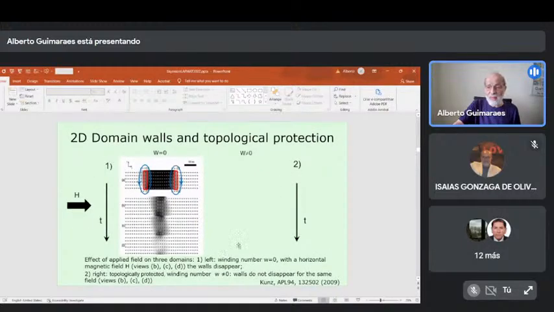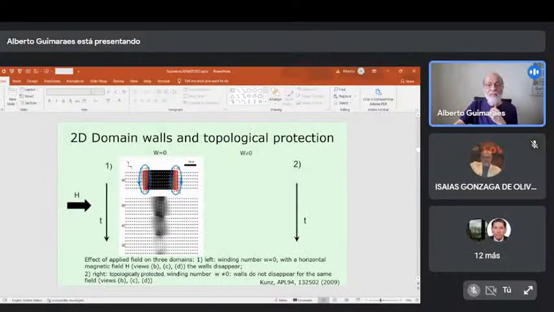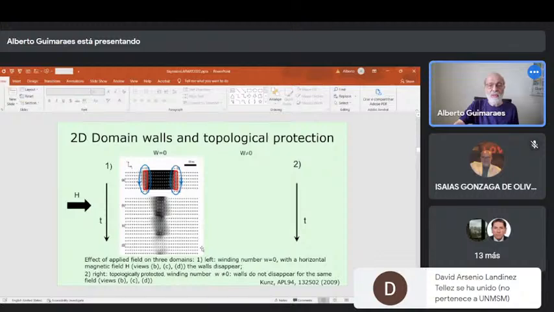Here I have, our problems start here. I have an animation here that will not be visible because of the mode I'm using to show the slide. Here I have three domains, and the moments turning counterclockwise here and clockwise here. And this is the effect. This is a micromagnetic simulation. This system of three domains under an applied field. After some time, the situation is like this, and like that. So after some time, the central domain is practically erased. It does not exist, and the situation is almost a single domain with no domain walls.